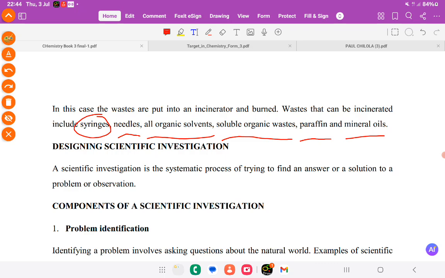All right, so in this first lesson, we have looked at waste in general and chemical waste and how we can dispose of it. We've looked at the definition of waste and examples of waste and how to dispose of waste in a safe way. All right, so when we meet again in the next lesson, in Form 3 Chemistry, we are going to look at designing a scientific investigation, the steps involved.